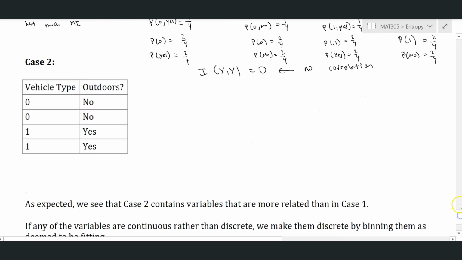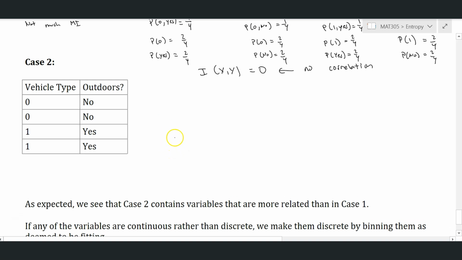But let's say we collected this data instead, which is highly correlated, right? If you drive a car, not that you can't do outdoor stuff, but just to make this something more interesting, the people with cars don't do outdoor stuff, and the people with SUVs or trucks do outdoor stuff. And so we would expect that these are highly correlated, that knowing the vehicle type necessarily tells us a lot about whether or not they like doing outdoor activities. So once again, we'll set this up in a similar way.